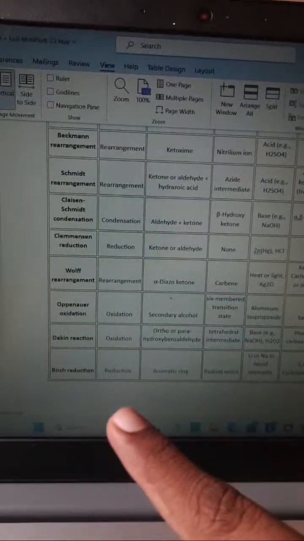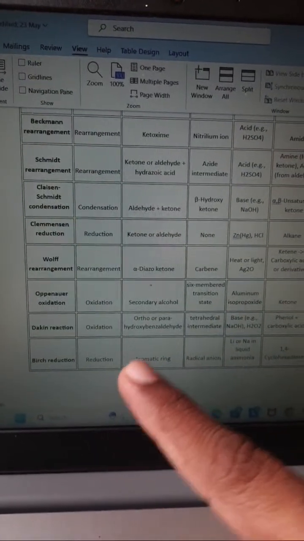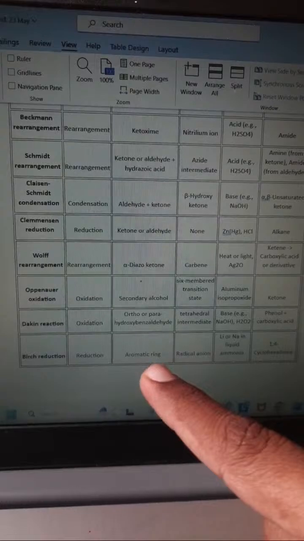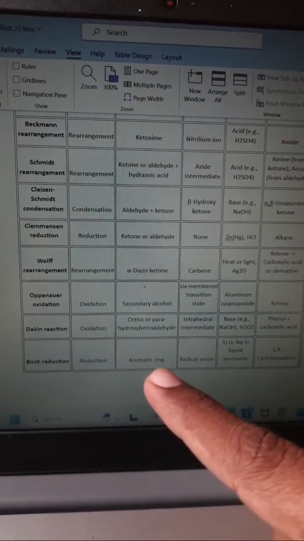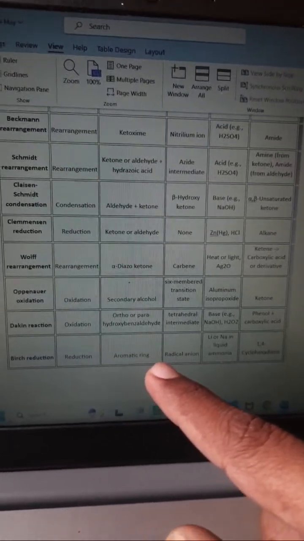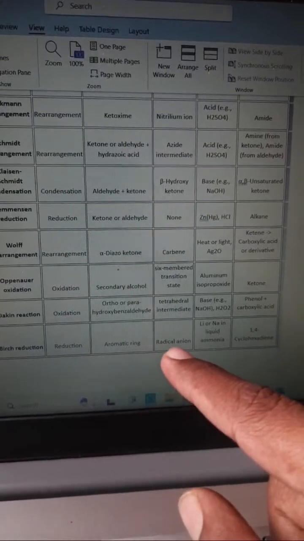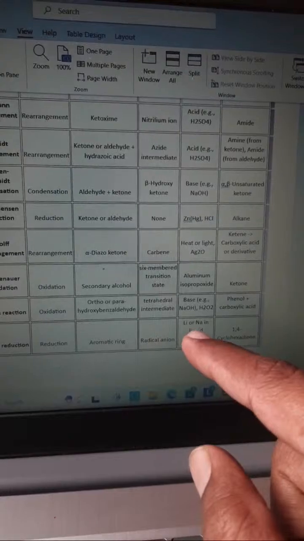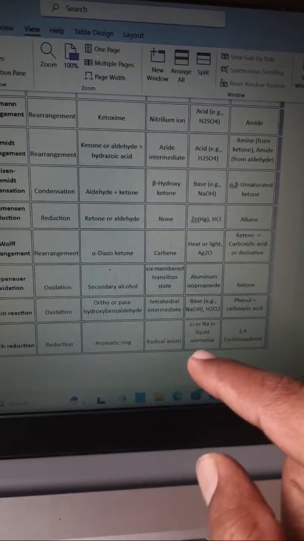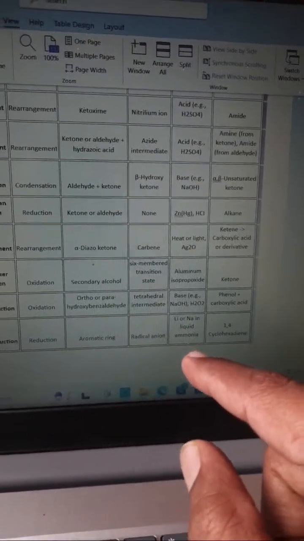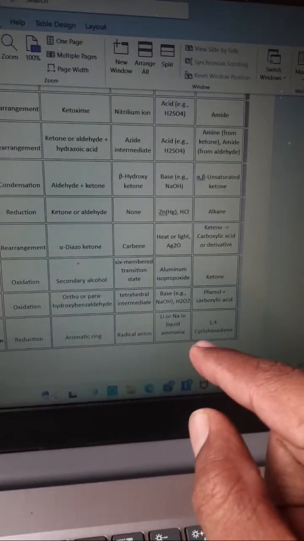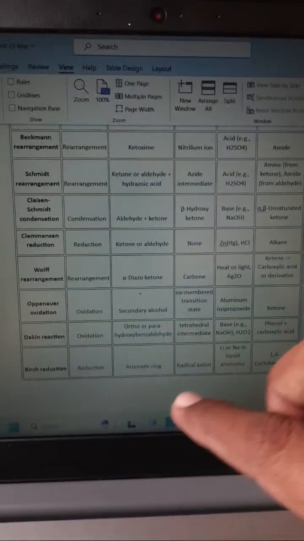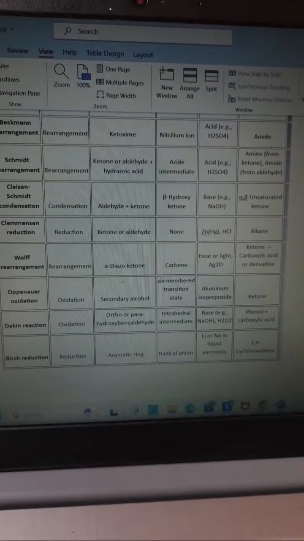The last one is Birch reduction. It's a reduction, and the starting compound is aromatic compounds, aromatic rings. The intermediate is a radical anion, and the catalyst we have to use is lithium or sodium in liquid ammonia. The final product formed is 1,4-cyclohexadiene.